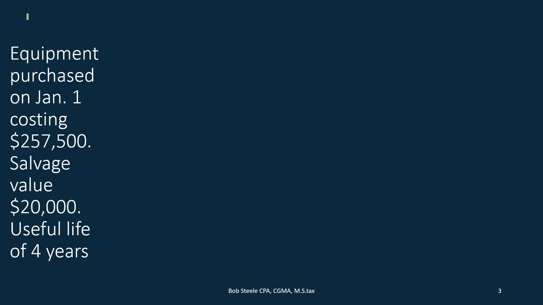So let's see what we have here. In this case, we have purchase of equipment on January 1st costing $257,500, salvage value $20,000, useful life 4 years. First question then is, the problem is this: if we expense that $257,500 in the year of purchase, it will bring down net income, and that could distort our net income when we compare year over year, because we would have a reduction of this large purchase which hasn't been consumed yet, hasn't been used.